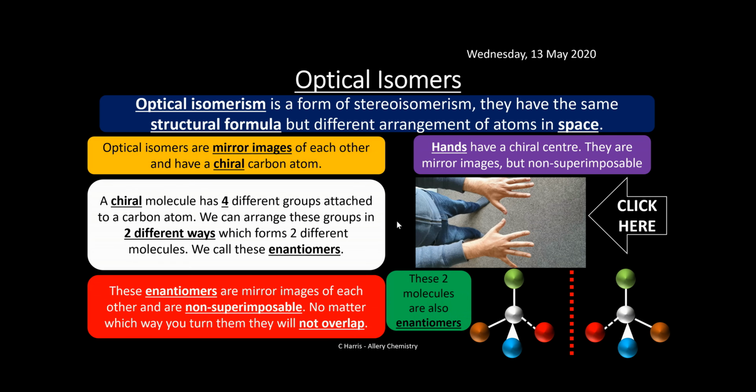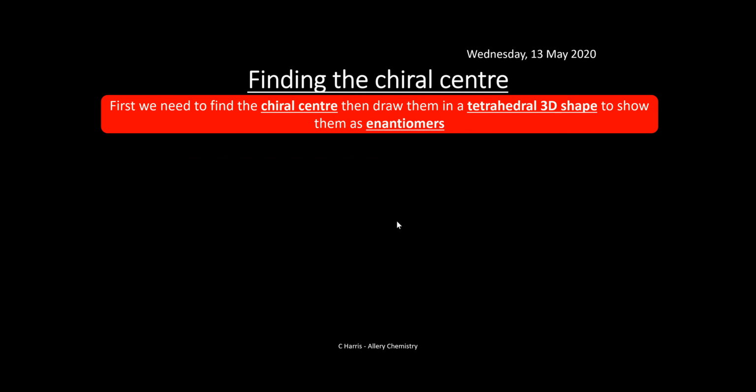So, for example, if we bring it back to chemistry instead of my hands, there's 2 molecules here. These ones are enantiomers of each other. And you can see we've got the mirror line down there, which is the red dotted line. You can see these molecules are mirror images, and so therefore they are enantiomers.